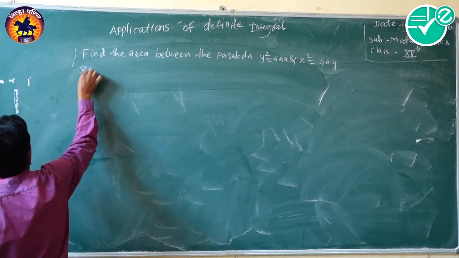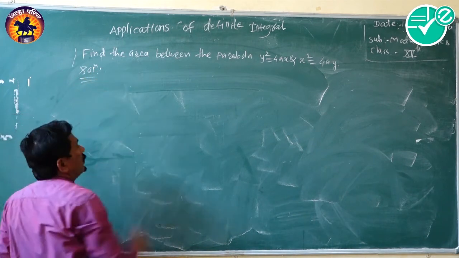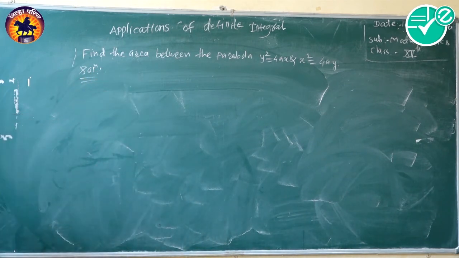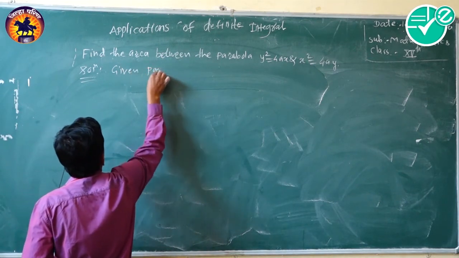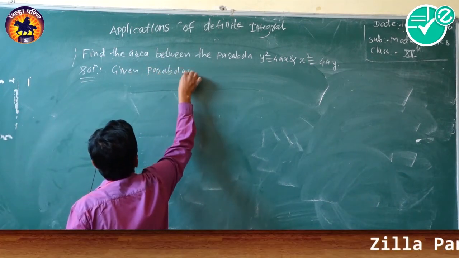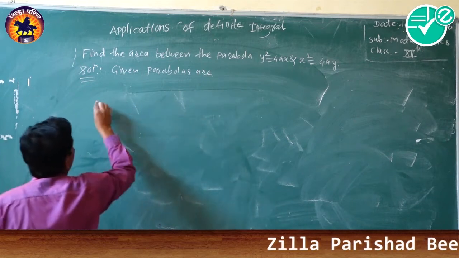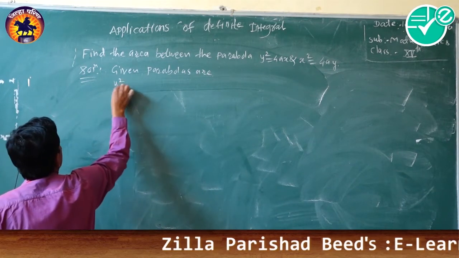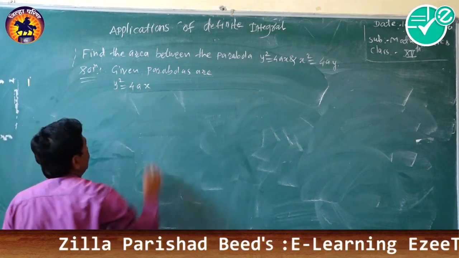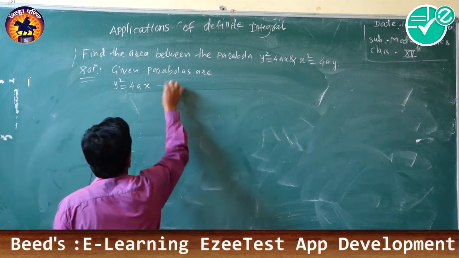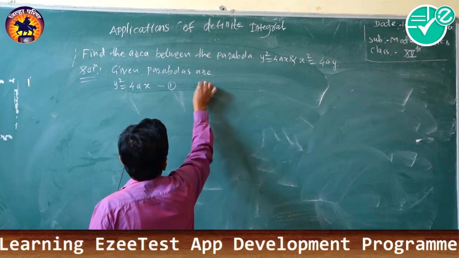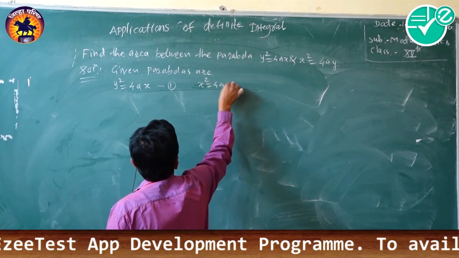Solution for this: we have to find the area between these two parabolas. Therefore, given parabolas are y square is equals to 4ax, this is one, and second one is x square is equals to 4ay.